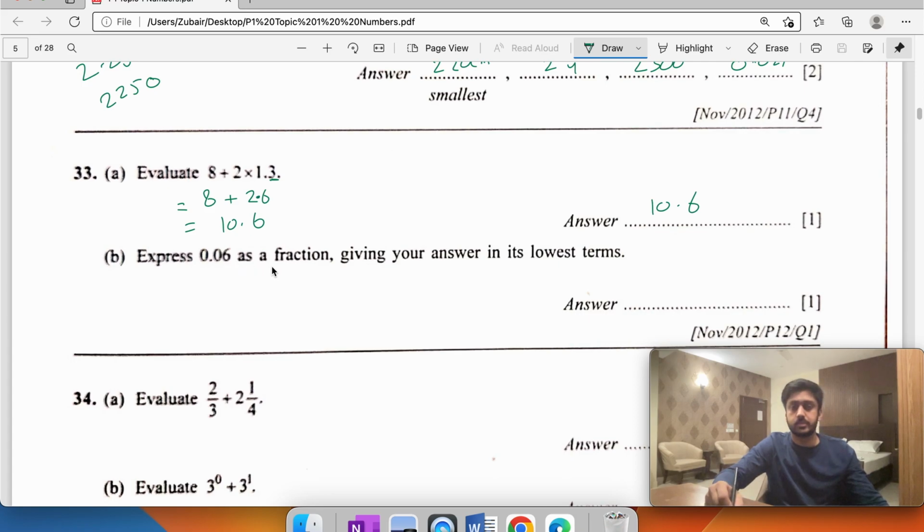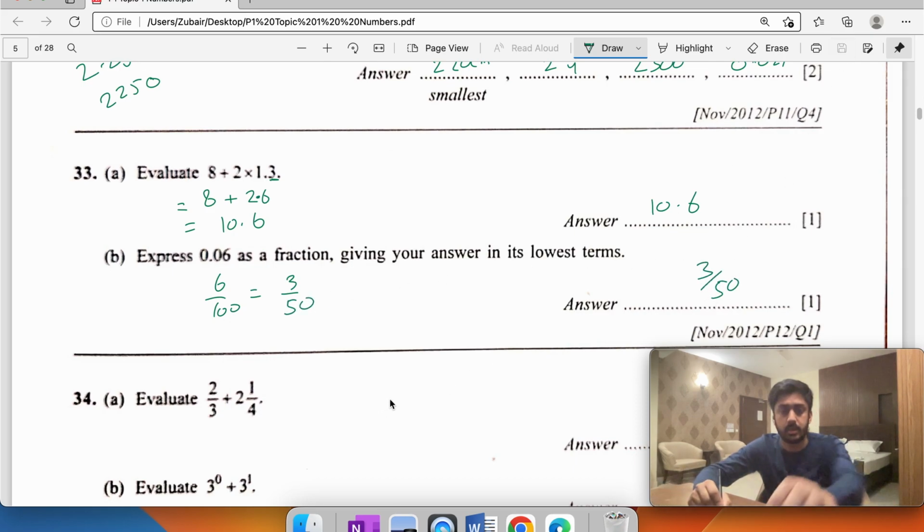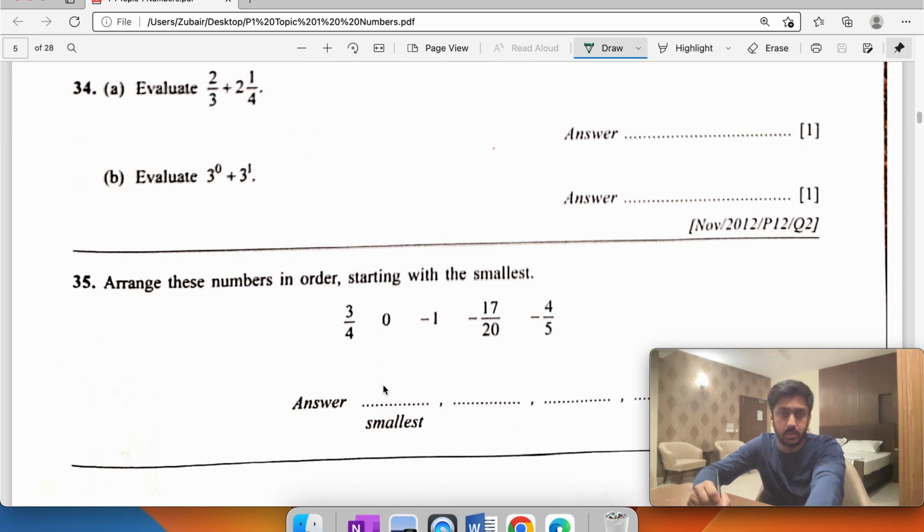Express 0.06 as a fraction, giving your answer in its lowest term. So that is 6 by 100, 3 by 50. Cannot simplify it further. Let's try one more question.